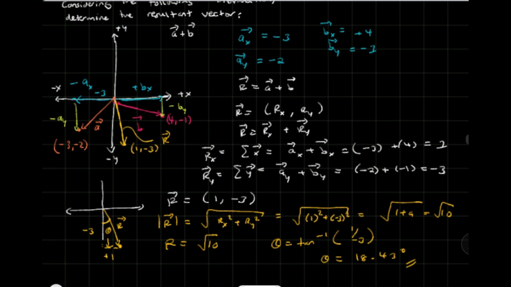And you can say that if positive x is your 0 degree mark, right, you're basically going all the way here. So theta can be equal to positive 18.43 plus 270. It's 288.43 degrees. So you can say it's a positive rotation of 288.43 degrees counterclockwise from the positive x-axis. That's the idea. That's basically how you can use component addition.